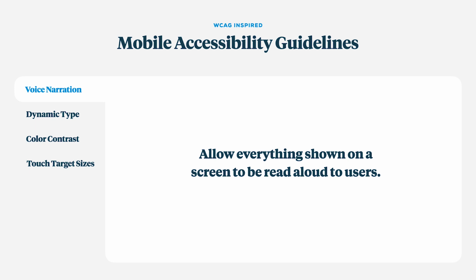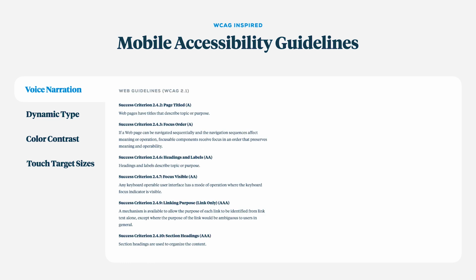Voice narration allows everything shown on any given screen to be read aloud to users so that they can use a digital property without relying on seeing the screen. Voice narration not only benefits users who may be blind or have low vision, but also those who might have dyslexia or other cognitive and learning disabilities. If you were to look at WCAG standards for voice narration, you'd not only be looking at one reference, but multiple that fit under that one umbrella.